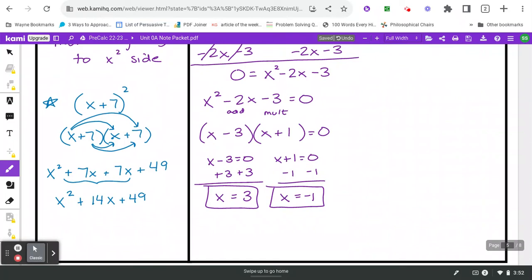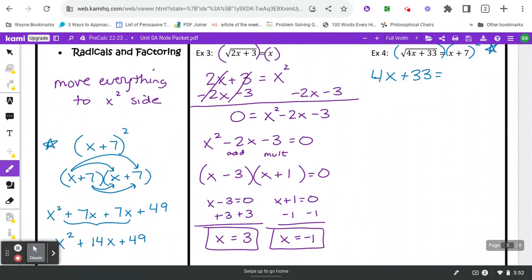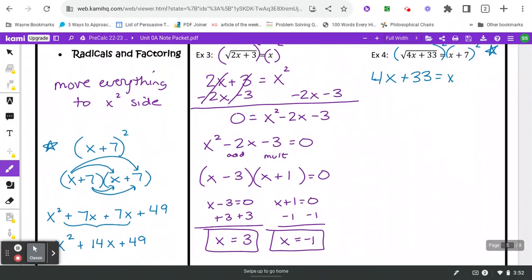And that's what I'm going to write over to the right-hand side. X squared plus 14x plus 49. And then once we have that, then we can move everything to the x squared side. So again, we're going to move everything to the right. Subtract 4x. Subtract 33.